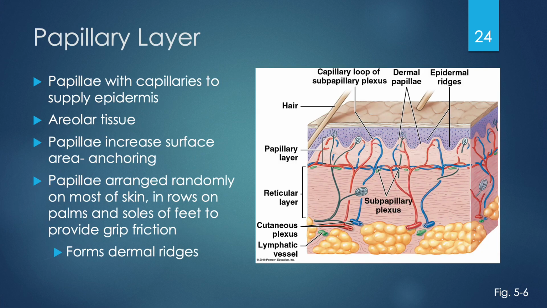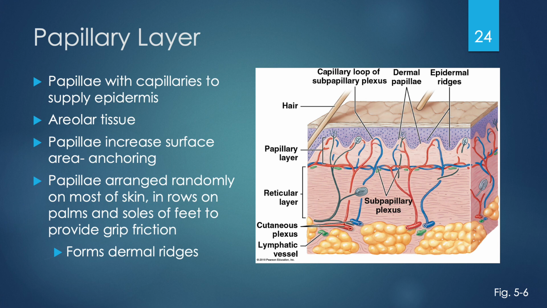The papillary layer is the most superficial of the two layers of the dermis. And so the papillary layer, as you can see in the image to the right, which is figure 5-6 from your text, is the pink wavy part that sticks up and kind of creates ridges in the very bottom of the epidermis. So the papillae are there to increase surface area for anchoring.